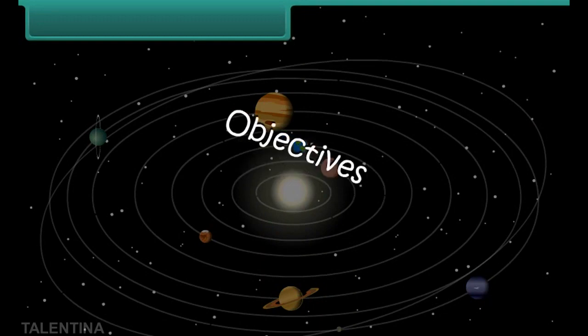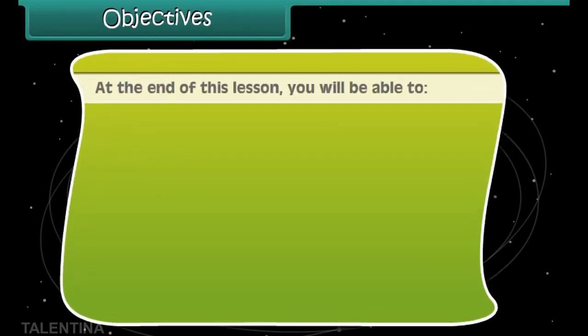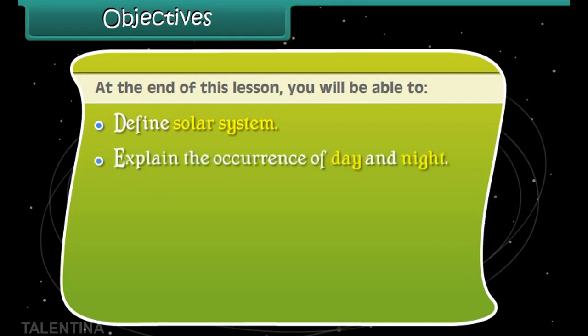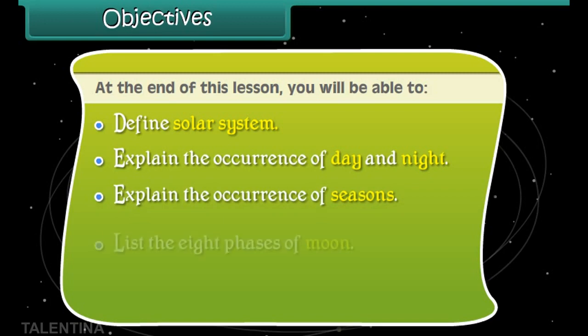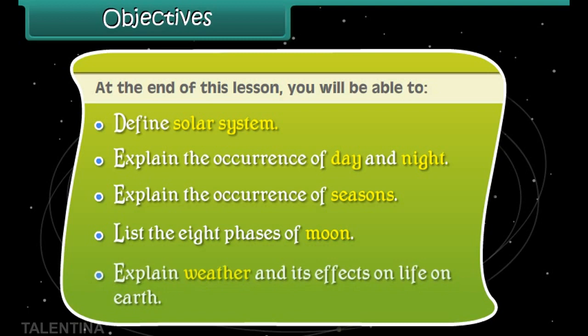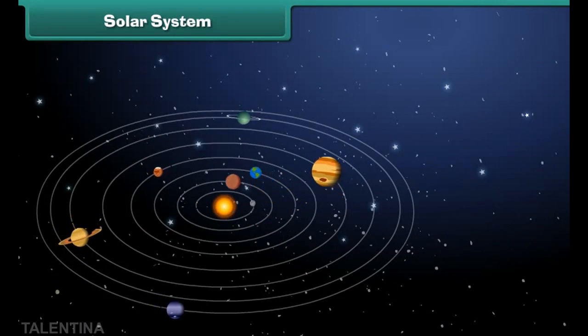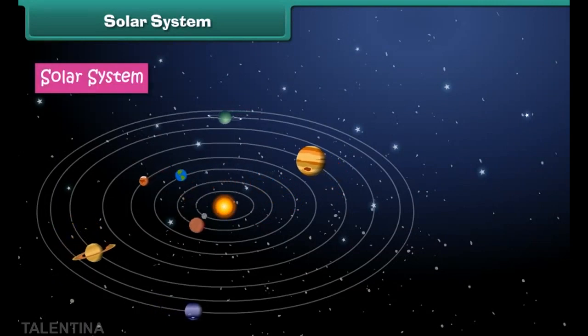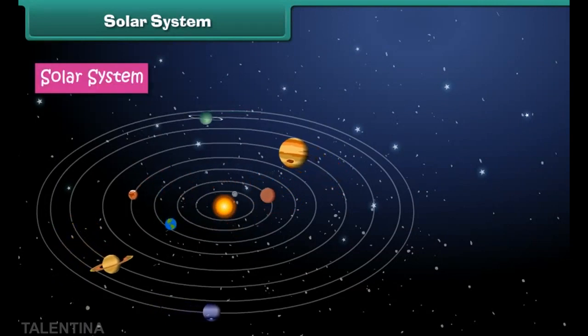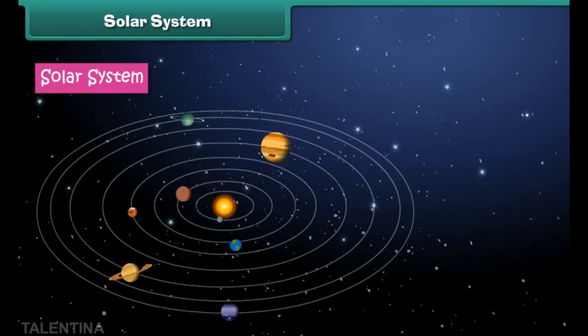Objectives. At the end of this lesson, you'll be able to define solar system, explain the occurrence of day and night, explain the occurrence of seasons, list the 8 phases of moon, explain weather and its effects on life on Earth. Solar system. Solar system consists of the Sun and the 8 planets that revolve around the Sun.